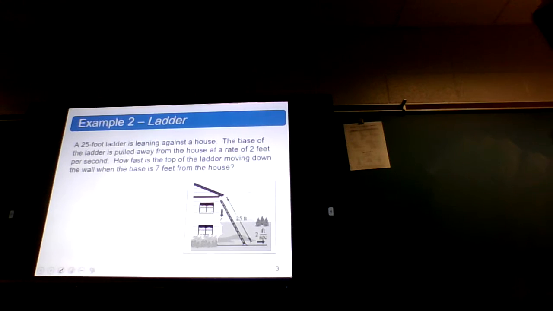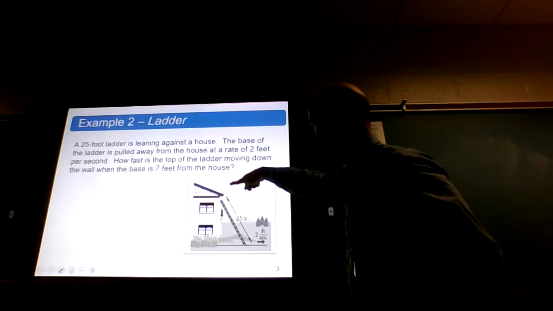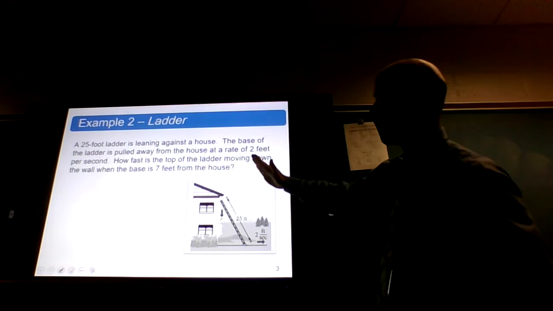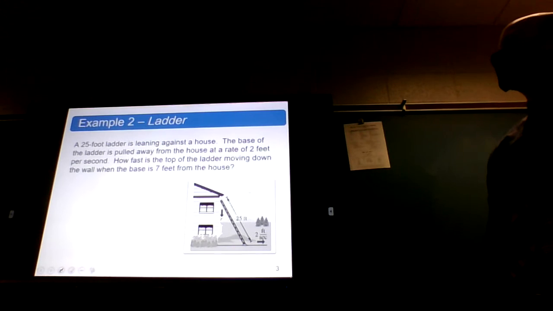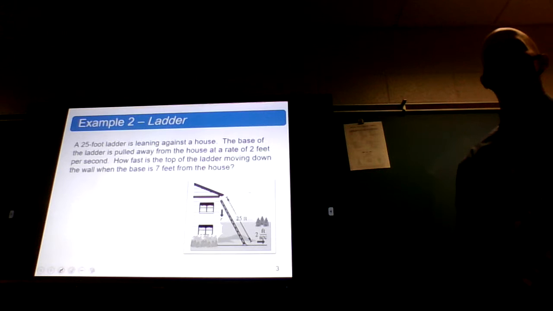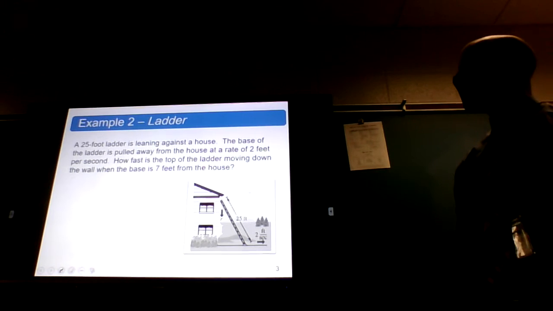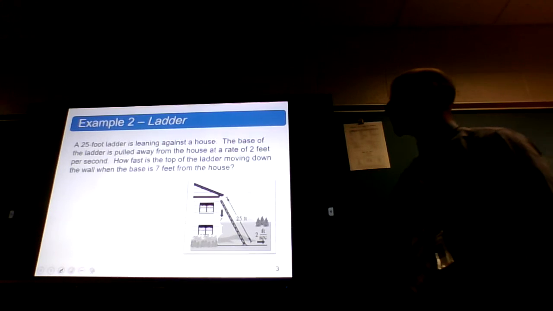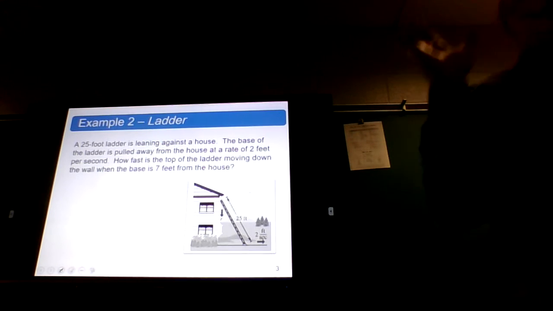So it says a 25-foot ladder is leaning against a house. Okay, so here's our little ladder. It's 25 feet long, leaning against the house. The base of the ladder is pulled away from the house at the rate of 2 feet per second. How fast is the top of the ladder moving down the wall when the base is 7 feet from the house? Now I'm just going to stop right there.